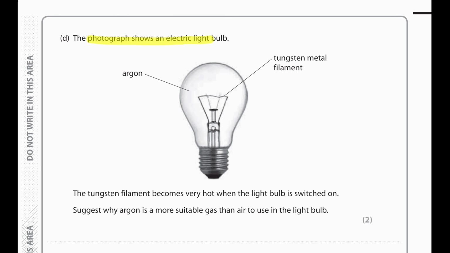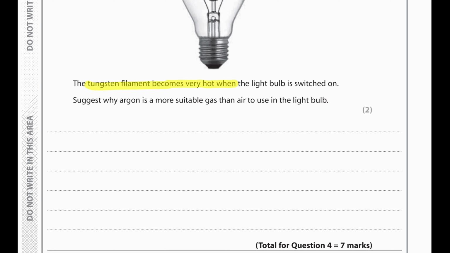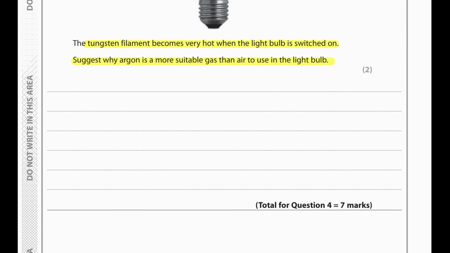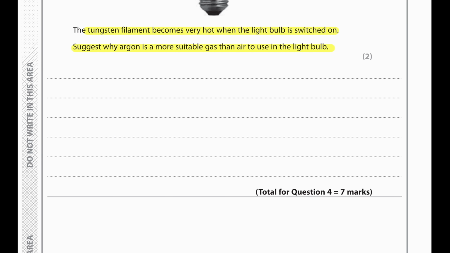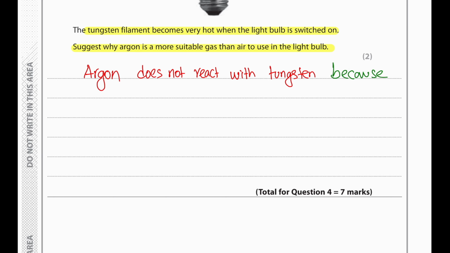The photograph shows an electric light bulb, tungsten metal filament, and argon-filled bulb. The tungsten filament becomes very hot when the light bulb is switched on. Suggest why argon is a more suitable gas than air to use in the light bulb. So, as we have already talked about, noble gases do not react with metals. So we will say argon does not react with tungsten because argon has a full outer shell and it does not easily gain or lose electrons.